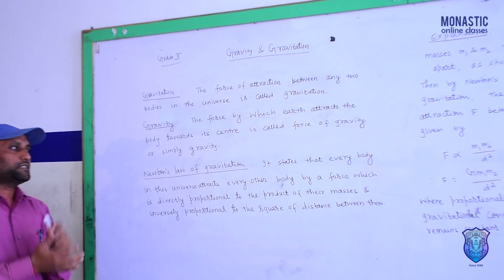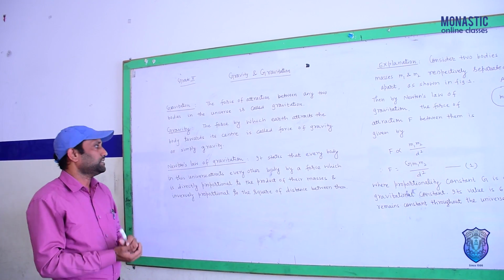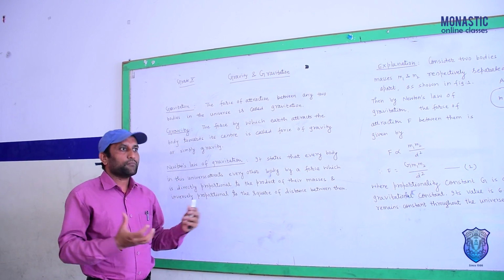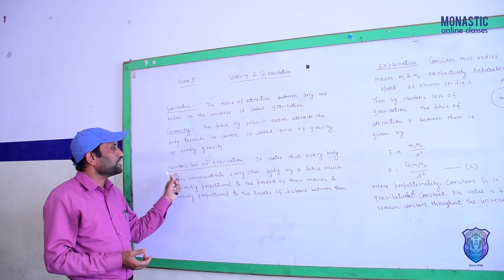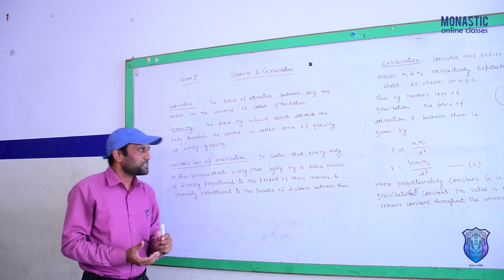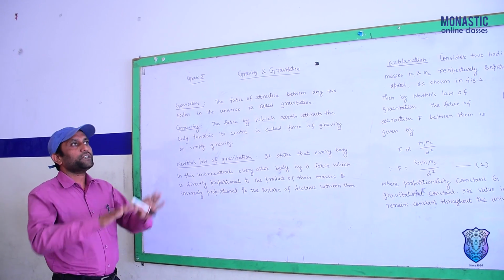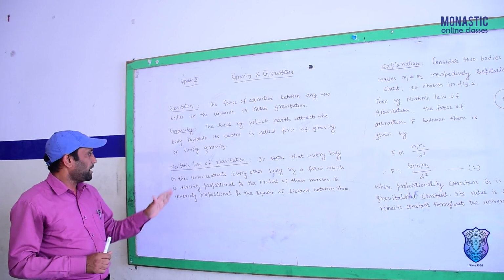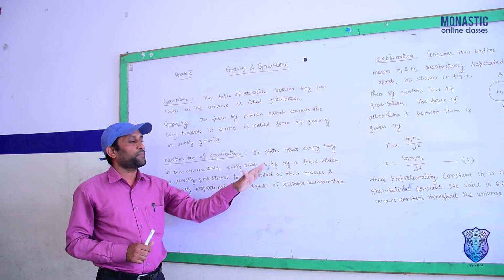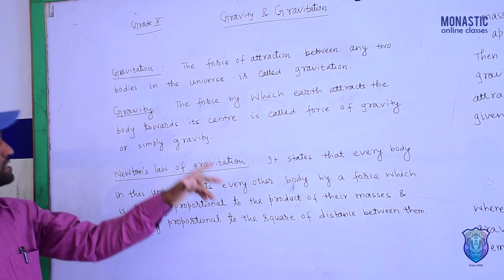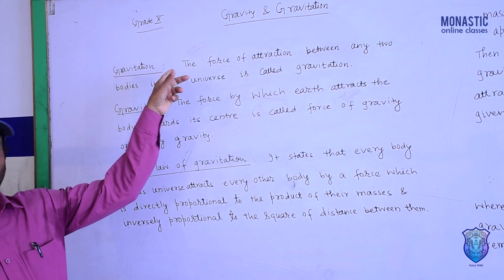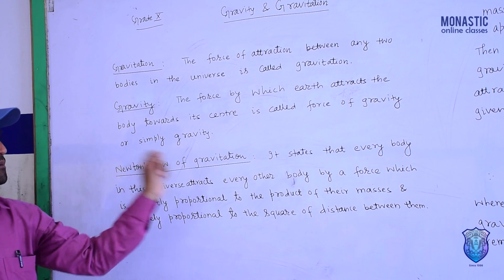Now about gravitation, Sir Isaac Newton gave the law of gravitation. It is known as Newton's law of gravitation. This law states that every body in this universe attracts every other body by a force. That force, as we already said, is known as gravitational force. So what is Newton's law of gravitation?